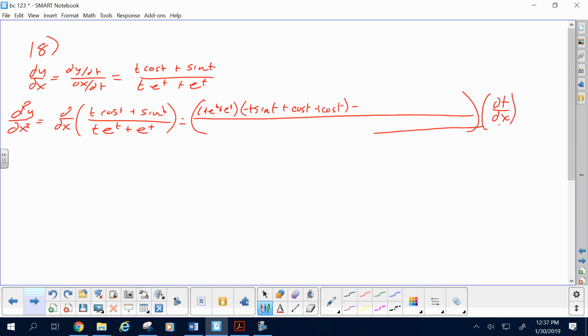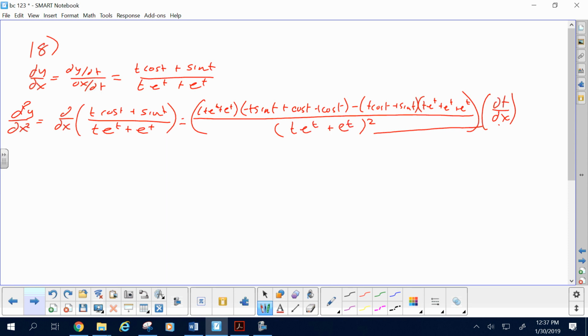Minus high, t cosine of t plus sine of t, d low. D low is product rule. First stays the same, derivative of the second, plus second stays the same, derivative of the first, plus e to the t. Low d high minus high d low, over low low, or over the square of what's below.